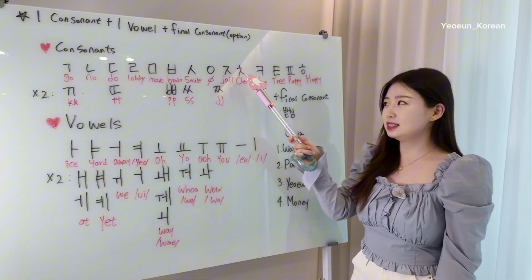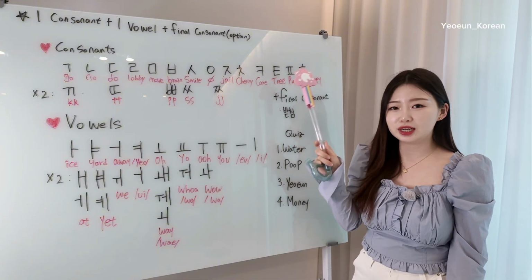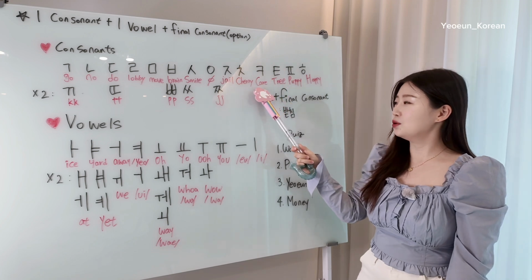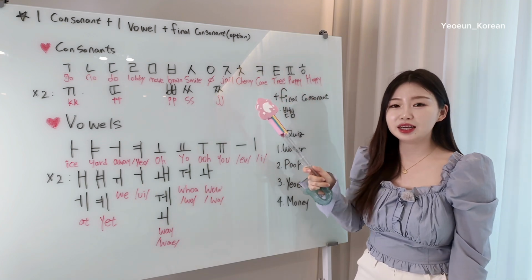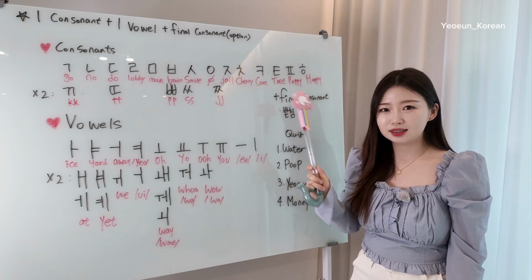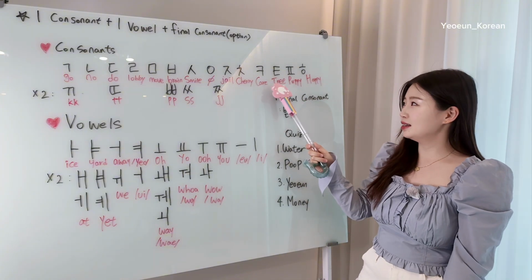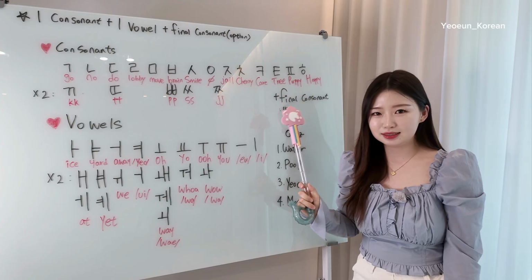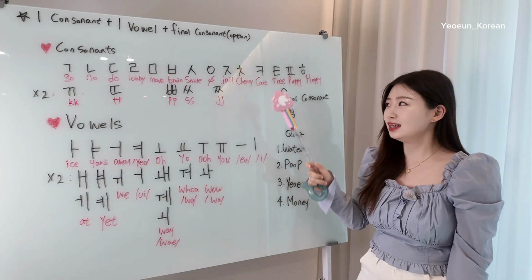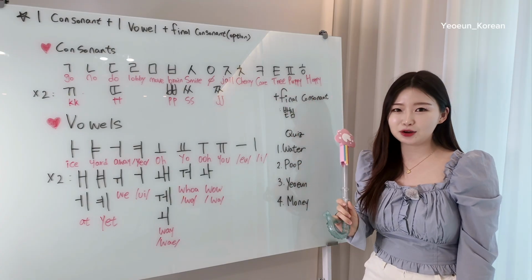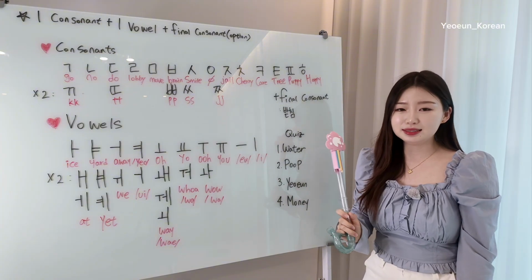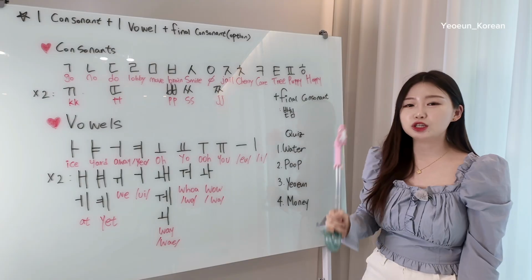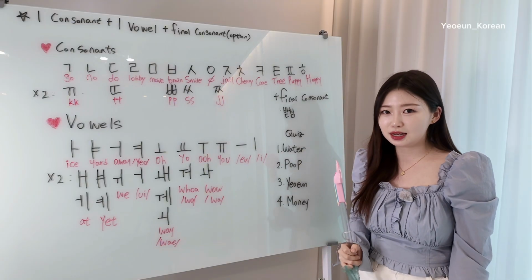And then we have Ch sound, which is just like cherry, Ch sound. And then we have K sound, like care, care sound. And then we have T sound, which is like tree, tree. Okay? And then we have P sound, like puppy, P sound. And the final one is H sound, which is like happy, H sound.